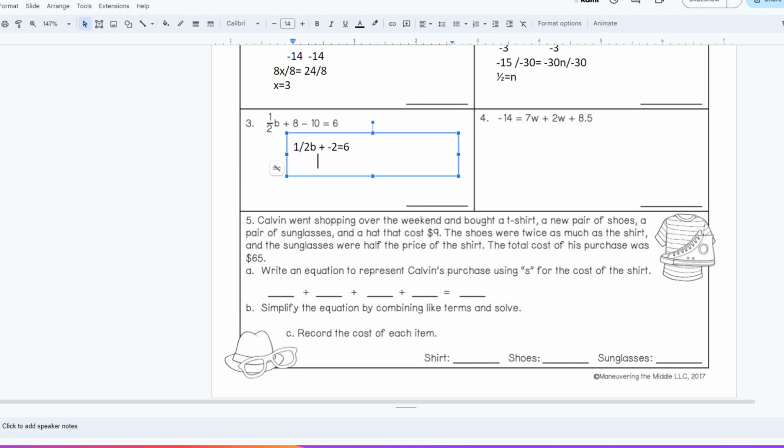Now that I have it in my two-step equation form, I'm going to add 2 to each side to get rid of my constant. And then I have 1/2 b equals 8. And then simplify, invert and multiply fractions. So multiply by 2, and I get b equals 16. Just kidding, 12. Seeing if you're paying attention.